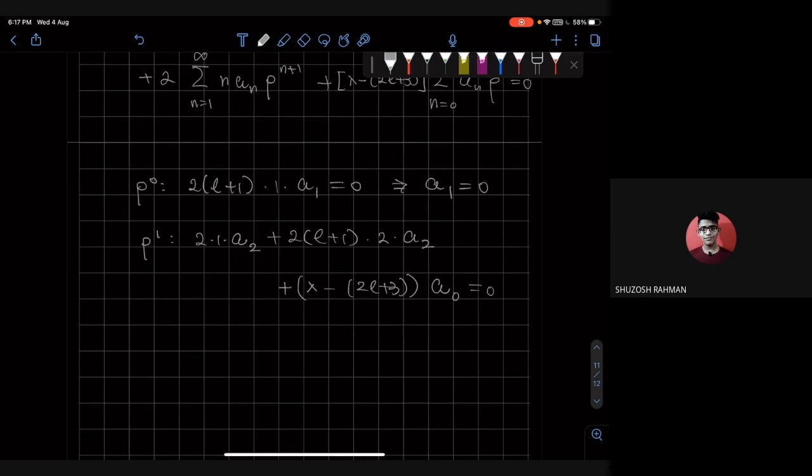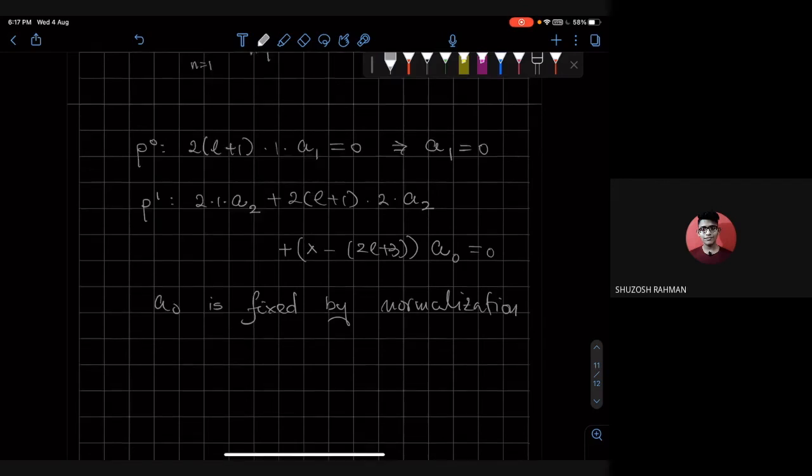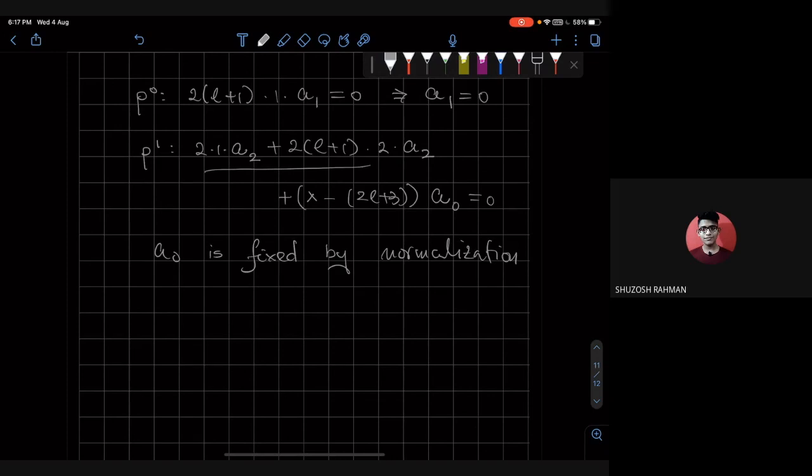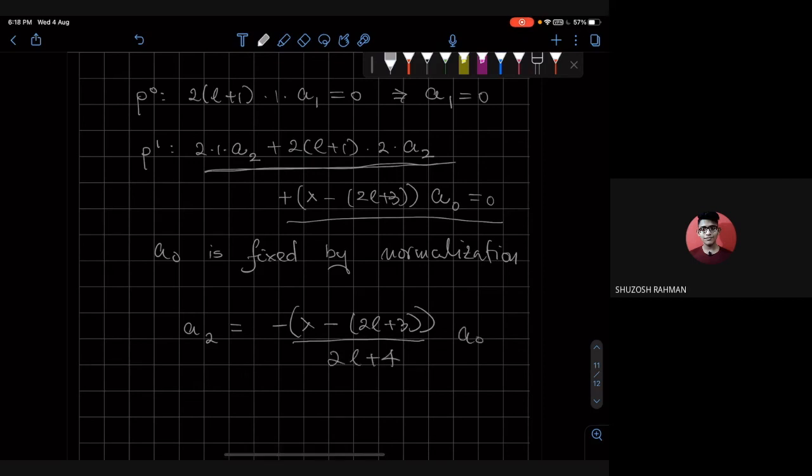Now you can show that A0 is fixed by normalization. And if that is the case, then this equation, if you fix A0, it gives you what A2 is. And A2 is simply given by A2 equal to minus lambda minus, within brackets, 2L plus 3 divided by 2L plus 4 times A0. So if you know A0, you know A2.